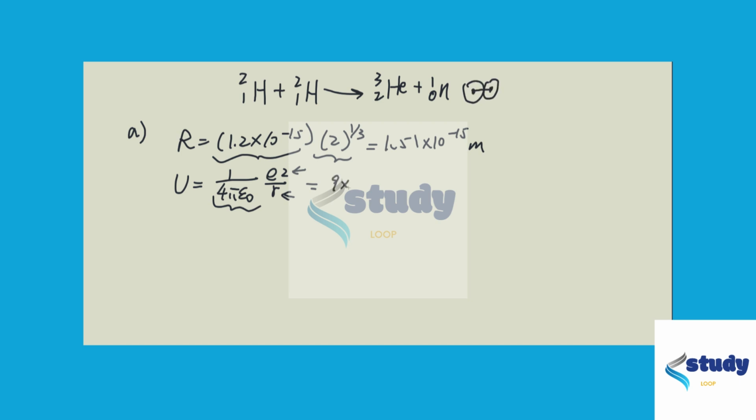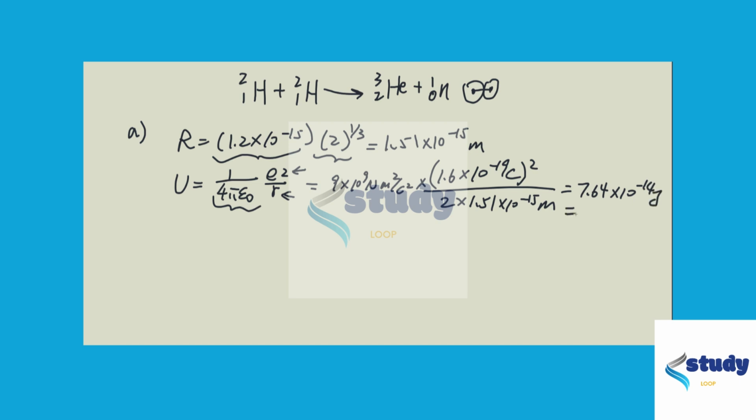So this is going to be 9 times 10 to the 9th newton meter squared per coulomb squared, times the electron charge, 1.6 times 10 to the negative 19 coulomb, squared, over 2 times the radius, 1.51 times 10 to the negative 15 meter. That gives us a value of 7.65 times 10 to the negative 14 joule. In terms of eV, it's 0.48 MeV. That is for part A.